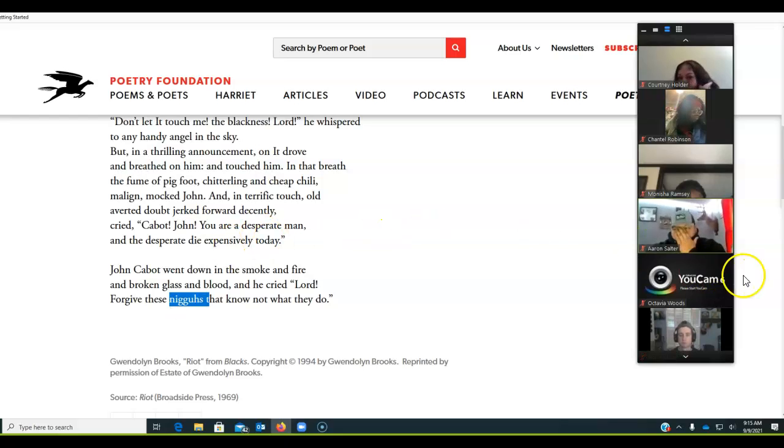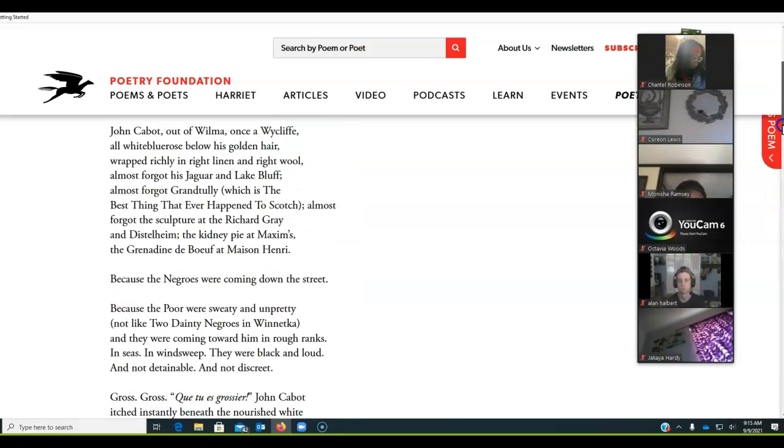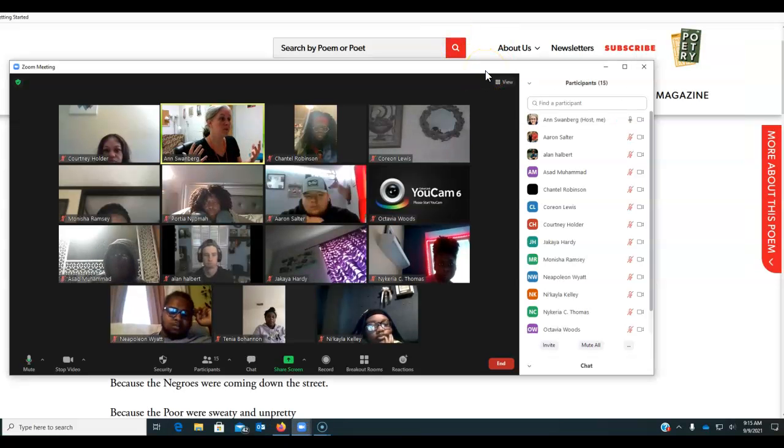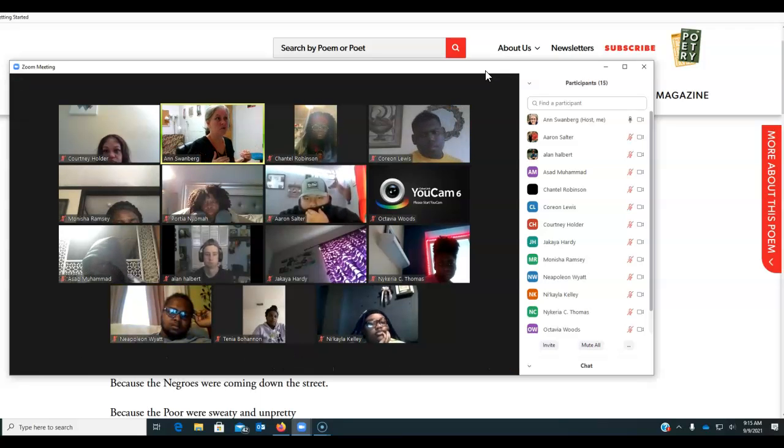And okay, what does Gwendolyn Brooks start this poem with? "A riot is the language of the unheard." Okay? This goes with the poem Harlem. In the poem Harlem, it talks about a dream deferred. What is that dream that has been deferred?